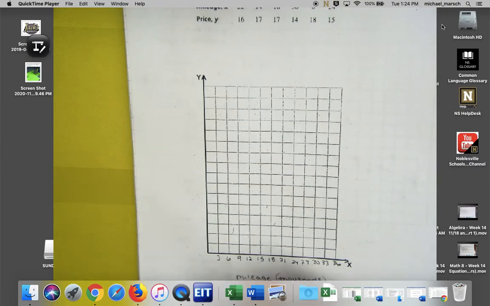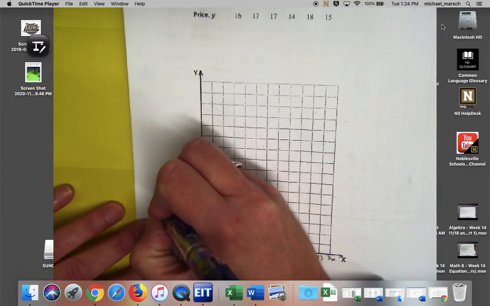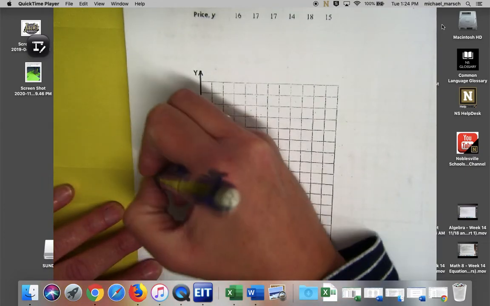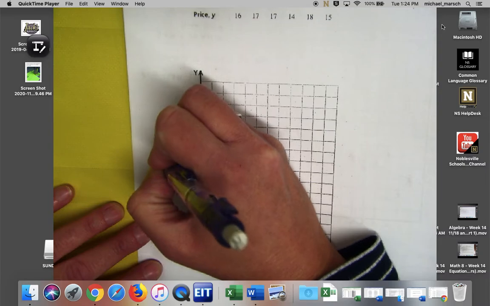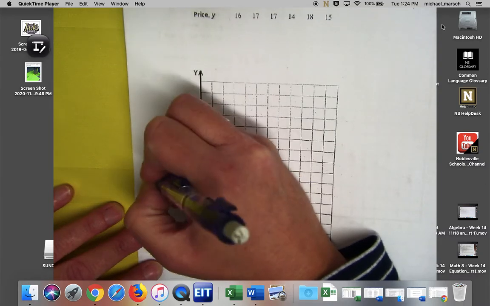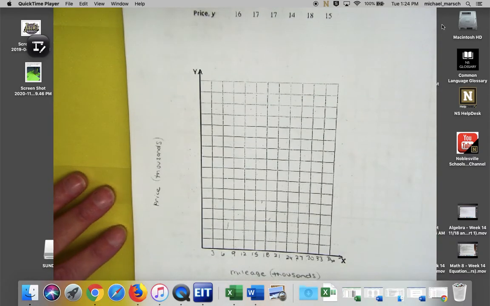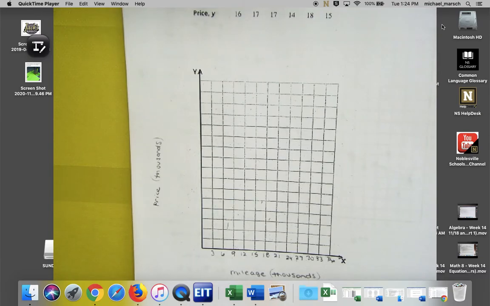And then my y value is going to be the price of the car. And again, this is also in thousands of dollars. Right? Because in theory, the more mileage, the older the car is. So that's why your car becomes less valuable.